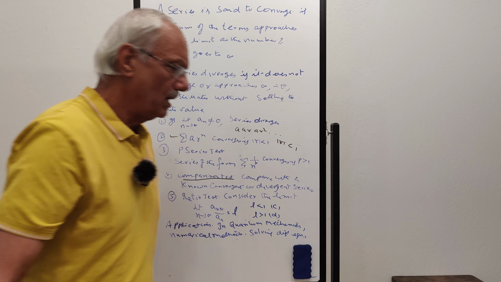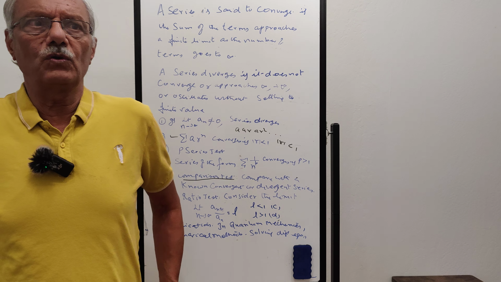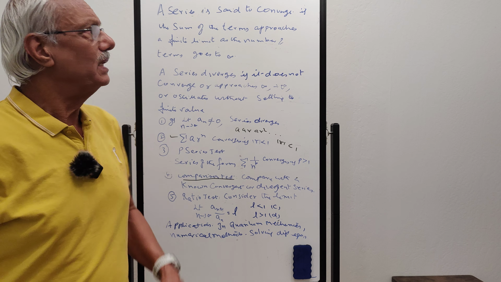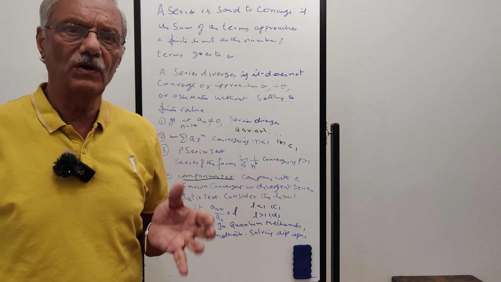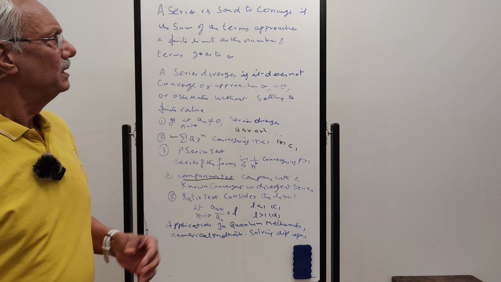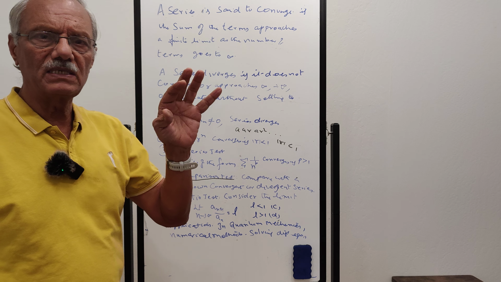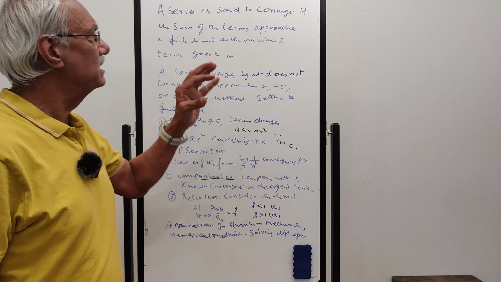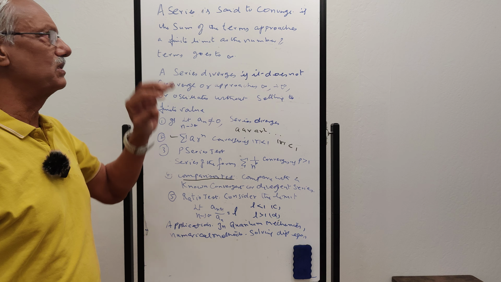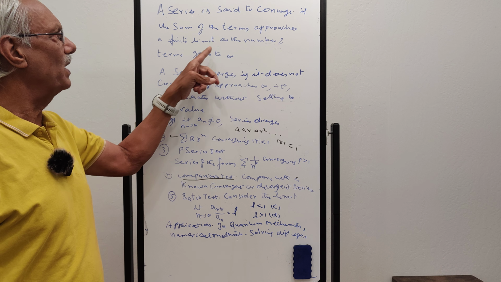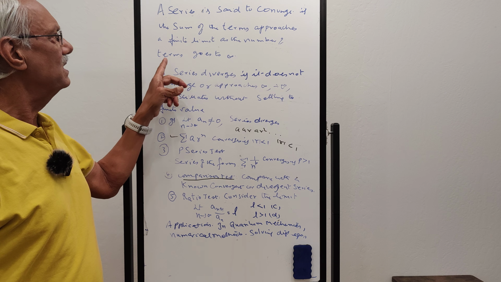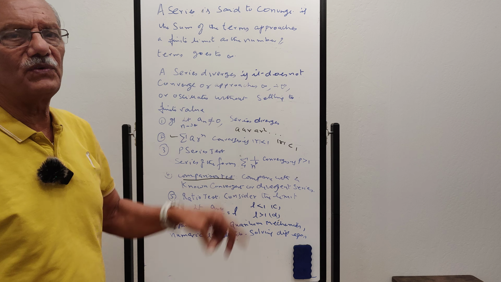Today I have chosen a different topic of discussion, namely the convergence and divergence of a series. We say that a series is said to converge if the sum of the terms approaches a finite limit as the number of terms goes to infinity.